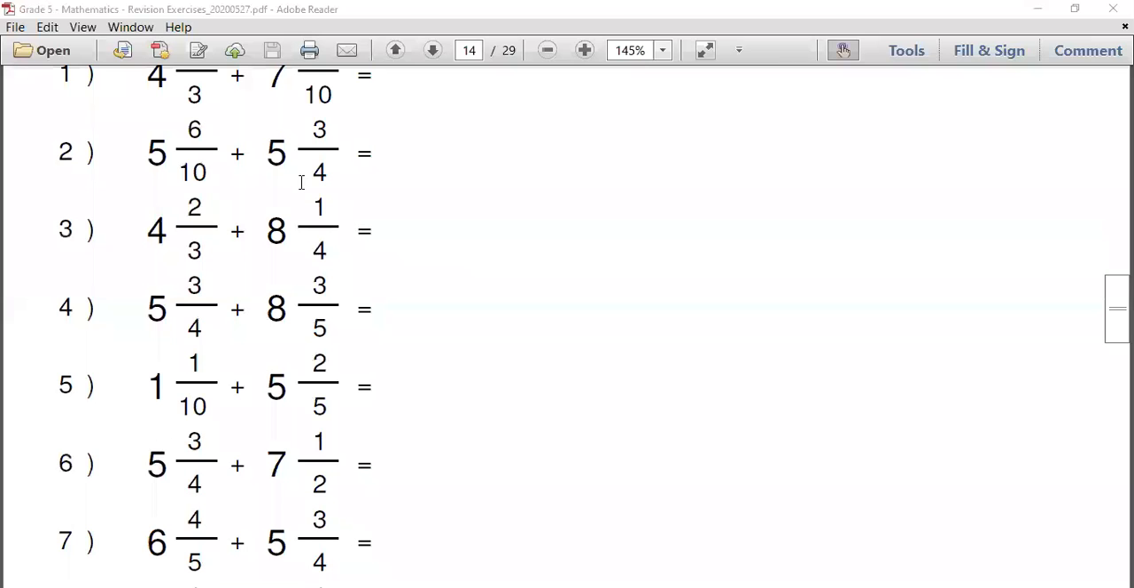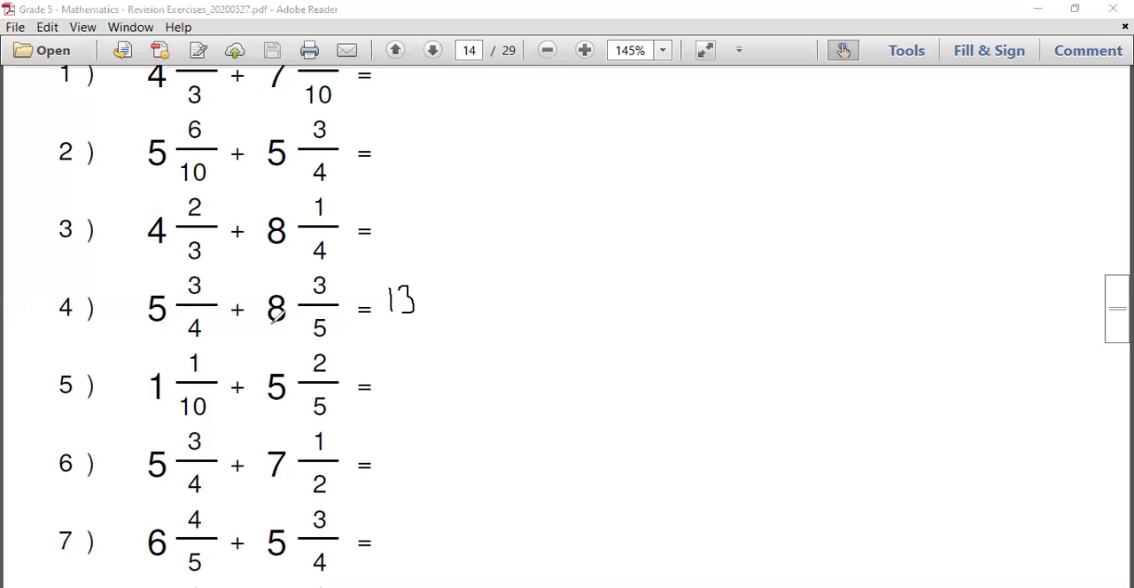So if we quickly do an example, then I'm going to ask one of you to help me. Let's say we're busy with number 4. By one method, we can first add our whole numbers. So 5 plus 8 gives us 13. So our whole numbers are added, and now we want to add our fractions.